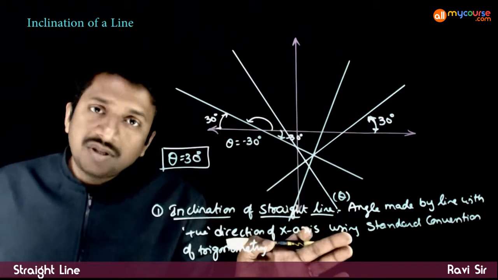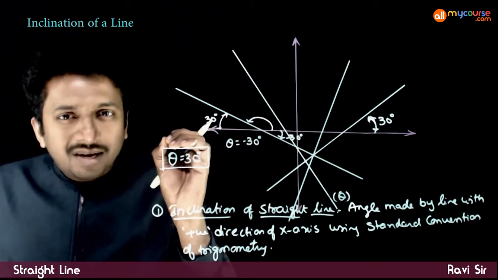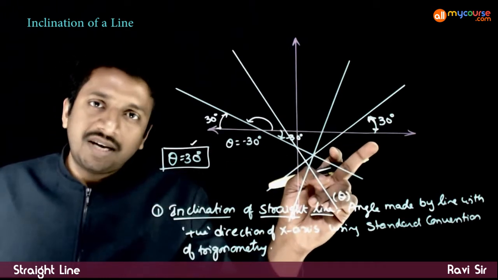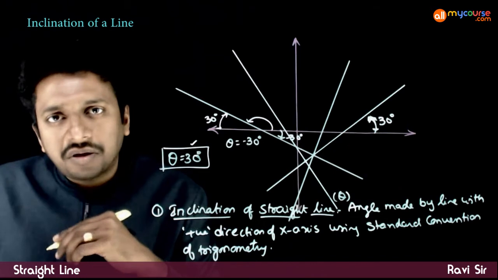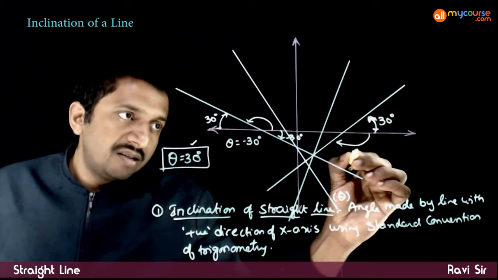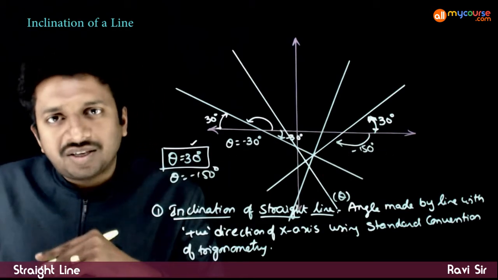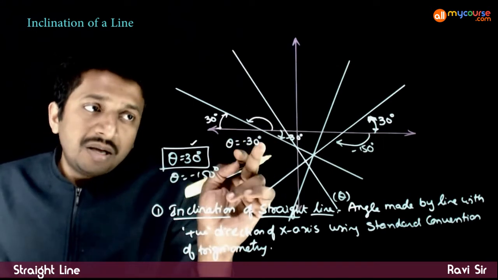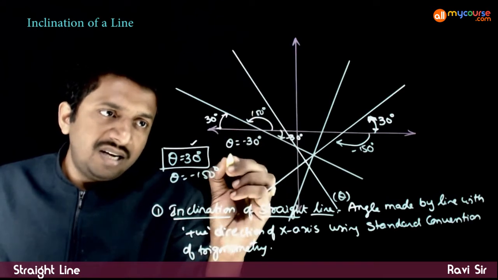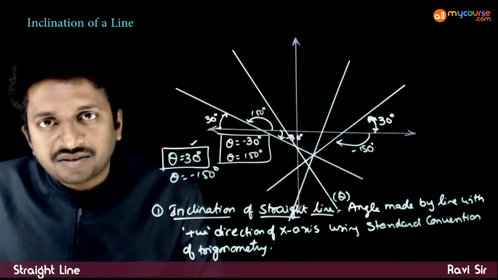So now, using the standard convention, if I give you an inclination, you can very specifically find the direction of the line. So if theta is equal to 30 degrees, this will be the line that I am talking about. Theta equal to 30 degrees is exactly the same as theta equal to minus 150 degrees. Both are the same. Theta equal to minus 30 degrees, which is this line, is the same as theta equal to plus 150 degrees.